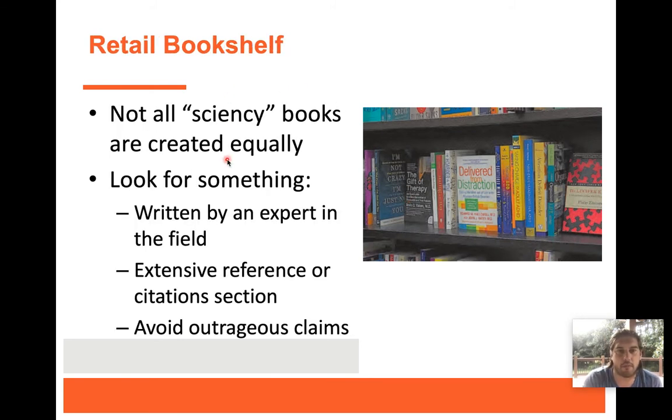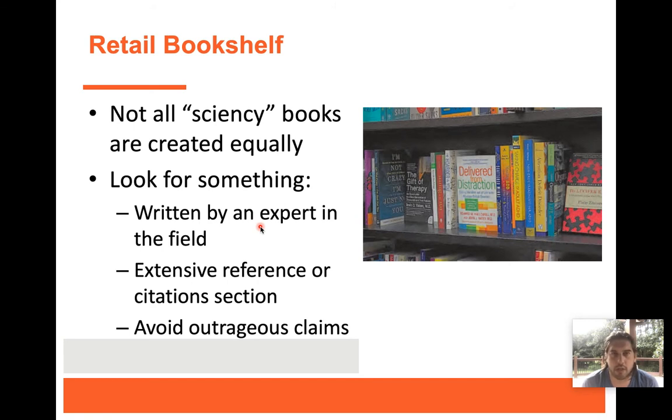So when you're looking at these retail books, you want to look for something written by an expert in the field or by someone like a journalist who spends a lot of time talking with or interviewing experts in the field. You want something that has an extensive reference or citation section so that you know it is founded upon actual science. And then you want to generally avoid books that make outrageous claims, right?